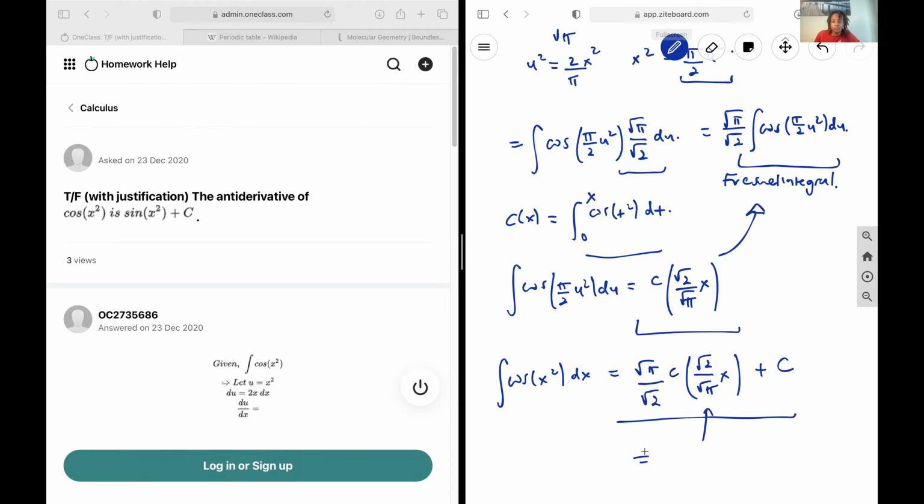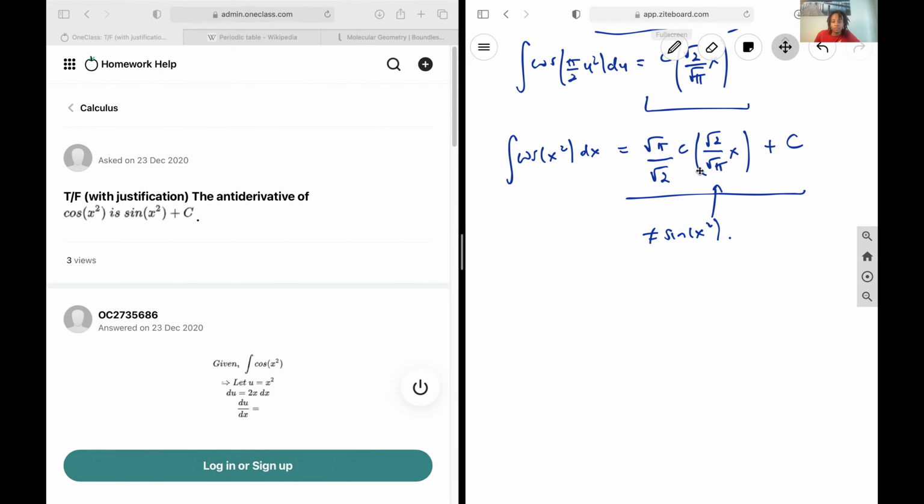Obviously, this is not equal to sine x squared. Sine x squared actually has its own Fresnel integral, which is S(x) is equal to the integral from 0 to x of sin(t^2) dt. What this all means is that the question that we're trying to prove is false.